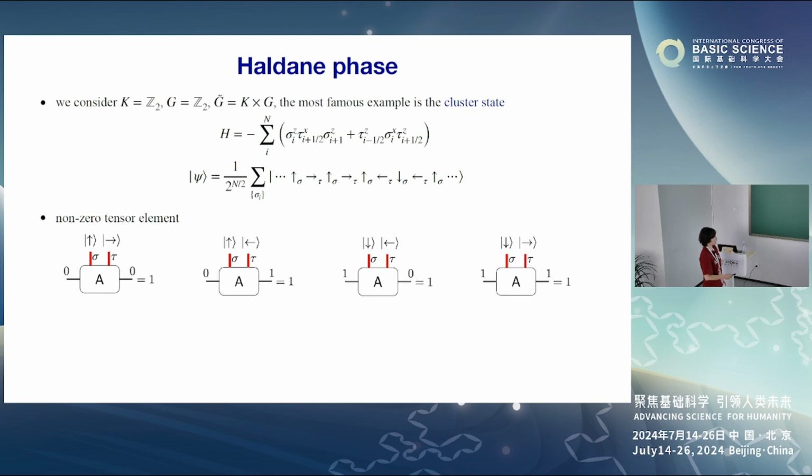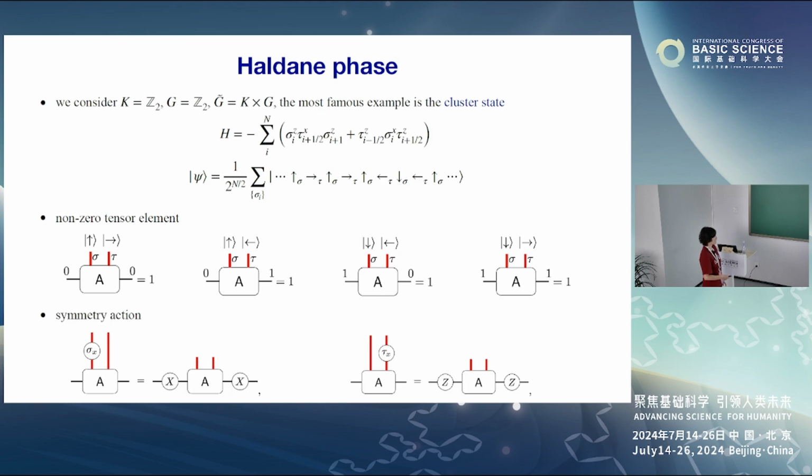Then this power will point to the left. Now we can write down the tensor structure. These are the non-zero tensor elements for this kind of order phase. If we apply the transformation on the physical lab, this X will come down on the virtual X. This is for the one symmetry, and this is for another symmetry.